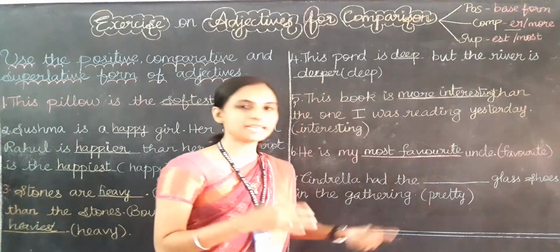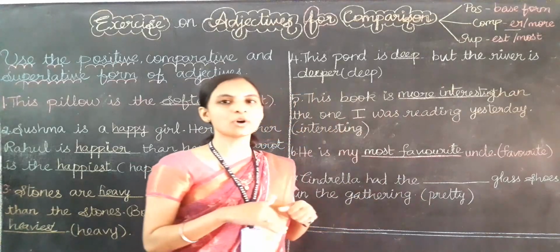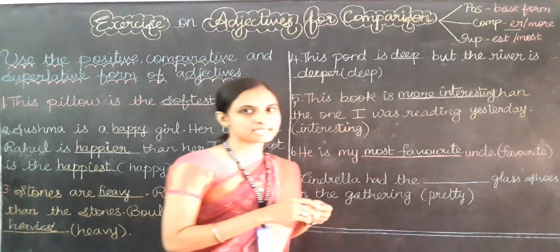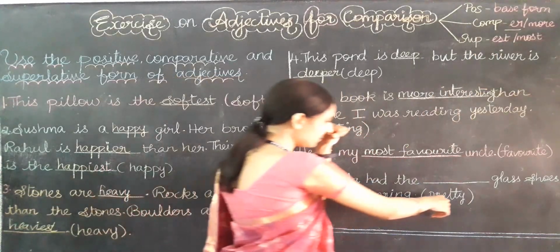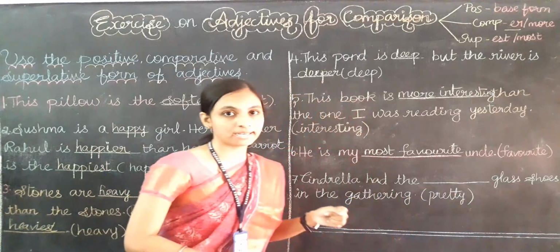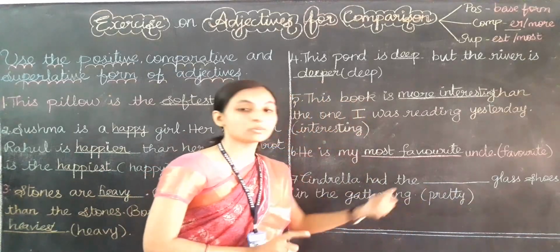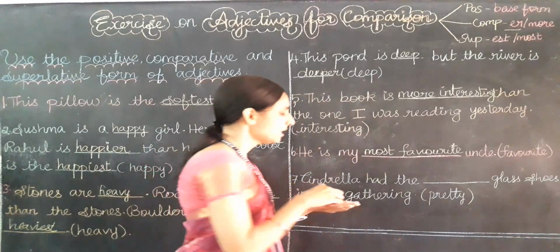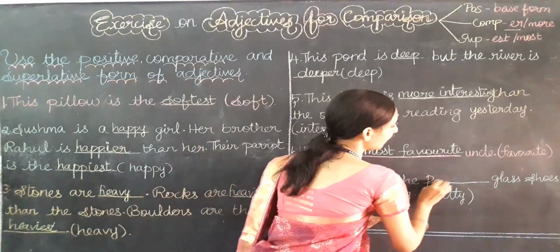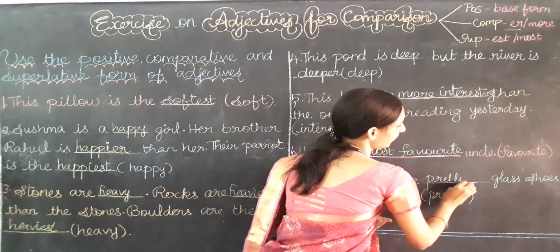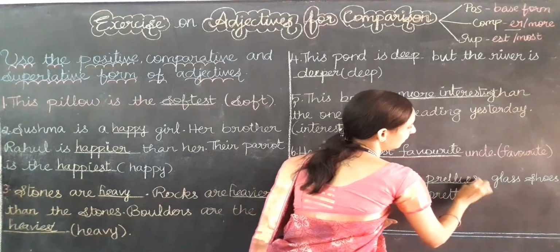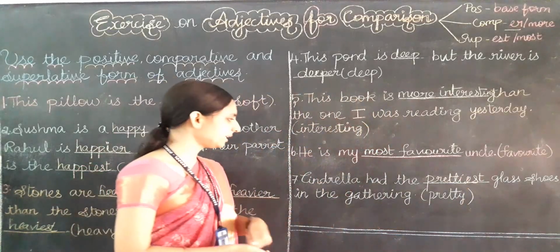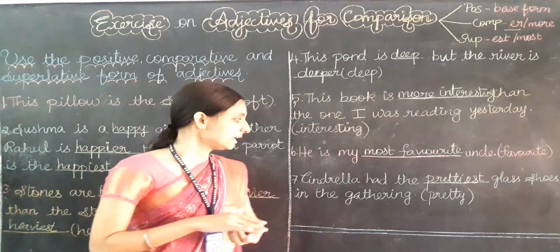So here pretty is a small word. When it is a small word, what do we need to do for the adjective? We need to add est. But it ends with y, right? When it ends with y, we need to remove y from the word and add iest. So the correct answer will be prettiest. Prettiest is the correct answer. Cinderella had the prettiest glass shoes in the gathering.